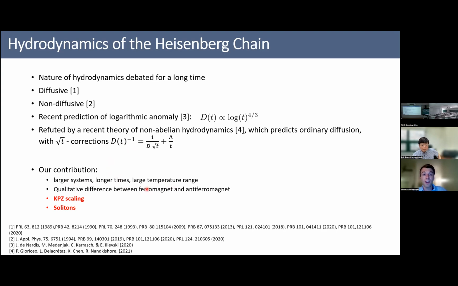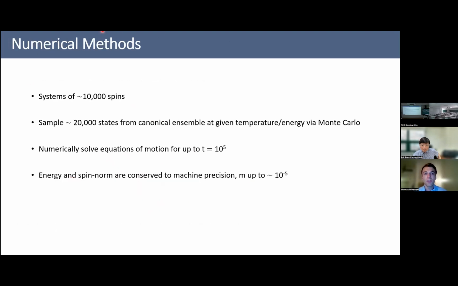And our main findings are that there's a really qualitative difference between a ferromagnet and an antiferromagnet in terms of the hydrodynamics. Specifically, the ferromagnet will show KPZ scaling and have solitons, at least at low temperature. And with that, let me briefly look at what we are doing.